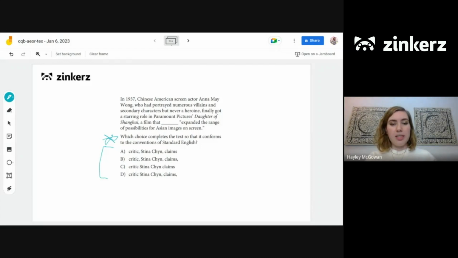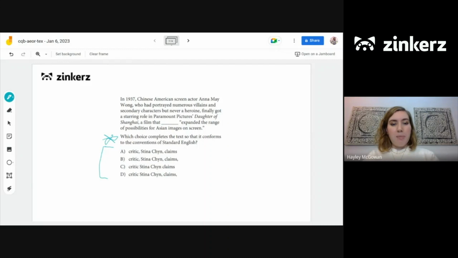So in 1937, Chinese-American screen actor Anna May Wong, who had portrayed numerous villains and secondary characters but never a heroine, finally got a starring role in Paramount Pictures' Daughter of Shanghai, a film that blank expanded the range of possibilities for Asian images on screen. All right, so we're talking about this film here and then something that's going to go into this quote that we have. So if we look at our answer choices, let's see what we have.